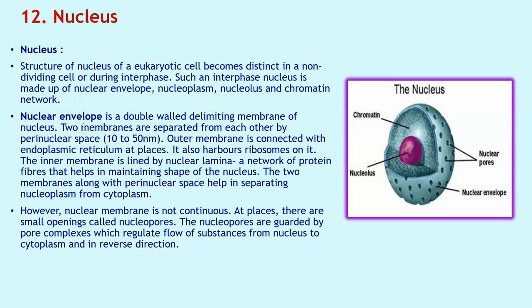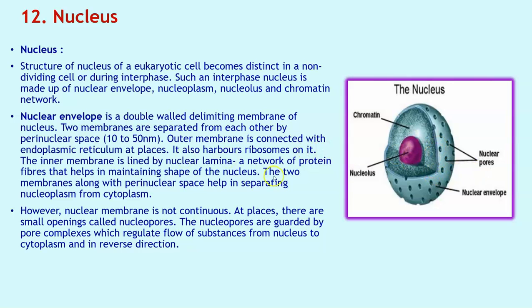The first one is the nuclear envelope. This outer layer is your nuclear envelope. It is a double-walled delimiting membrane of the nucleus. The two membranes are separated from each other by the perinuclear space, which is around 10 to 50 nanometers. The outer membrane is connected with the endoplasmic reticulum at places.